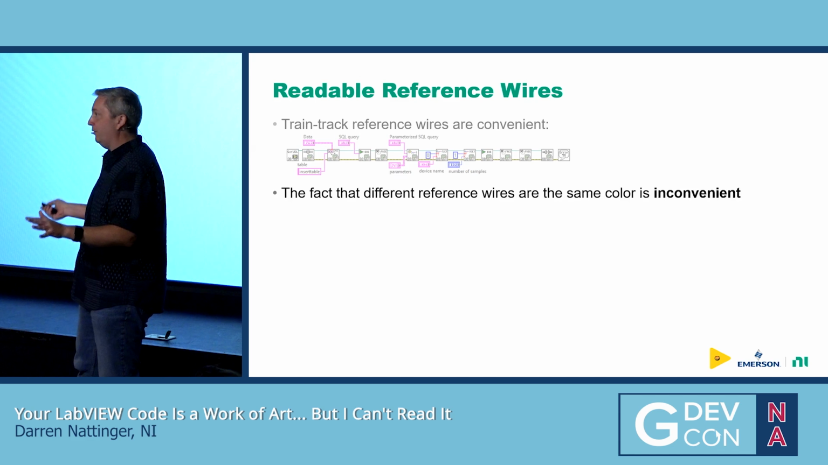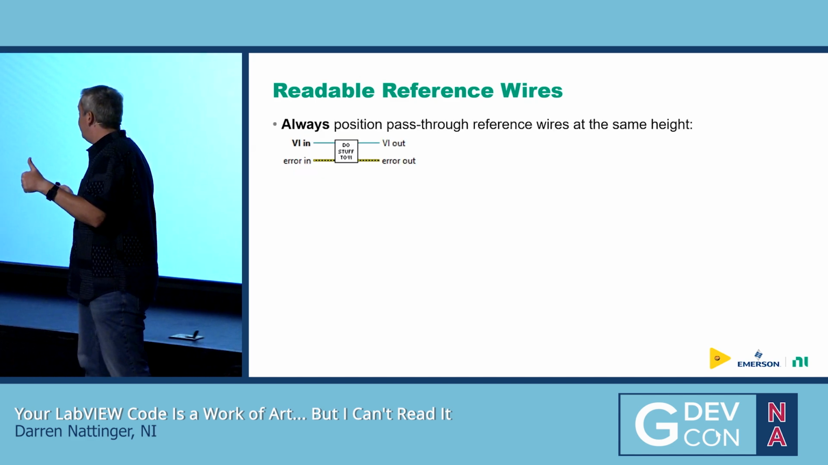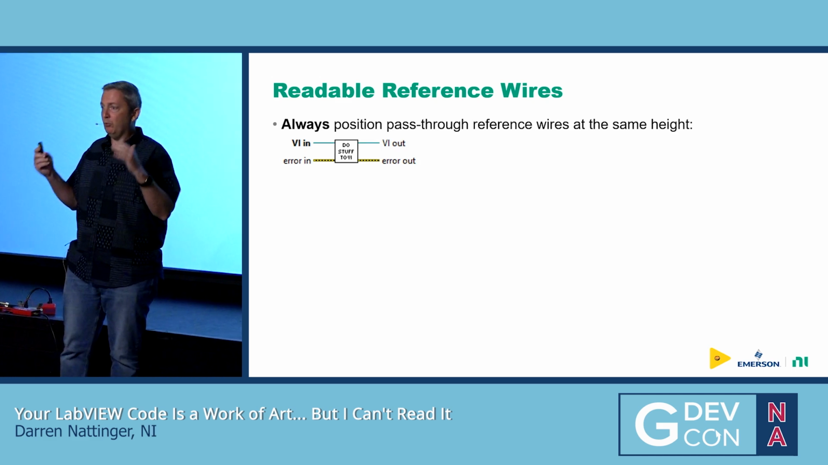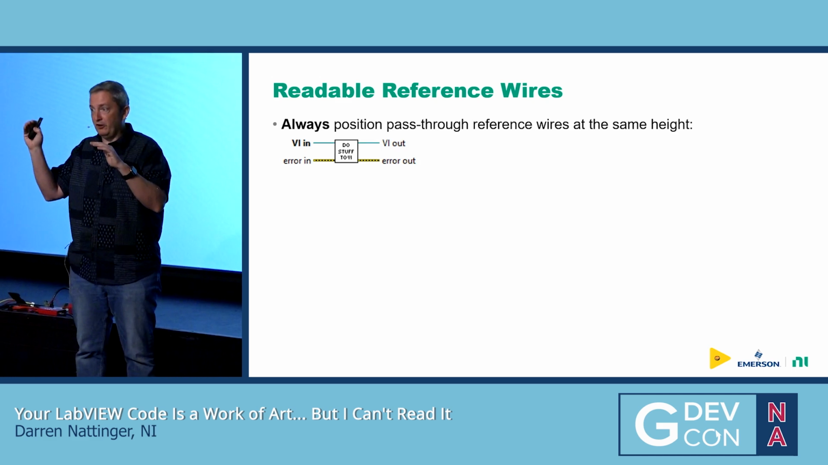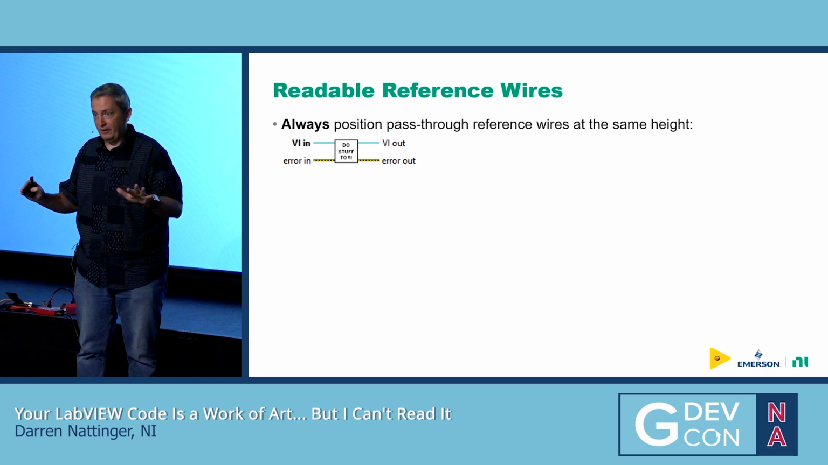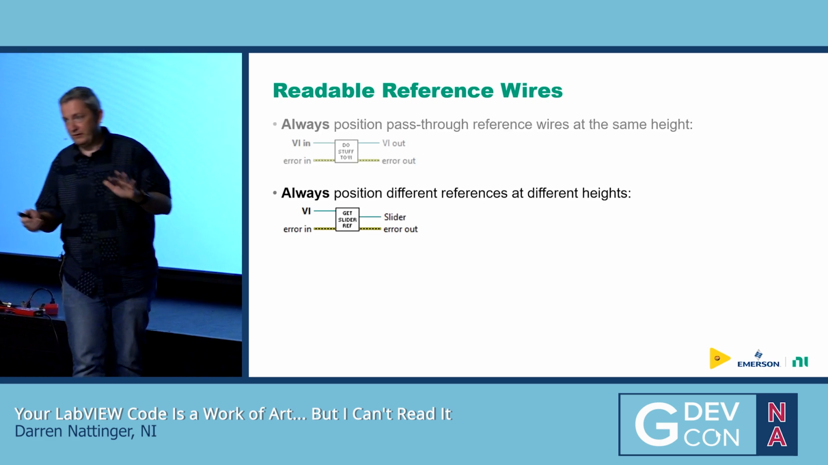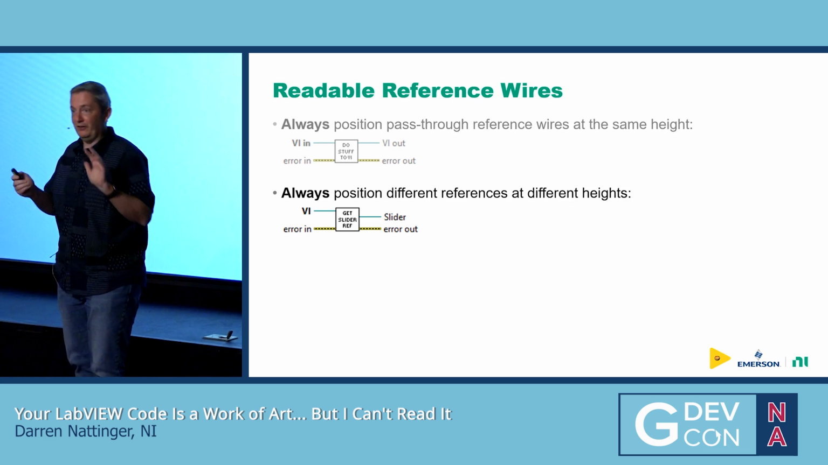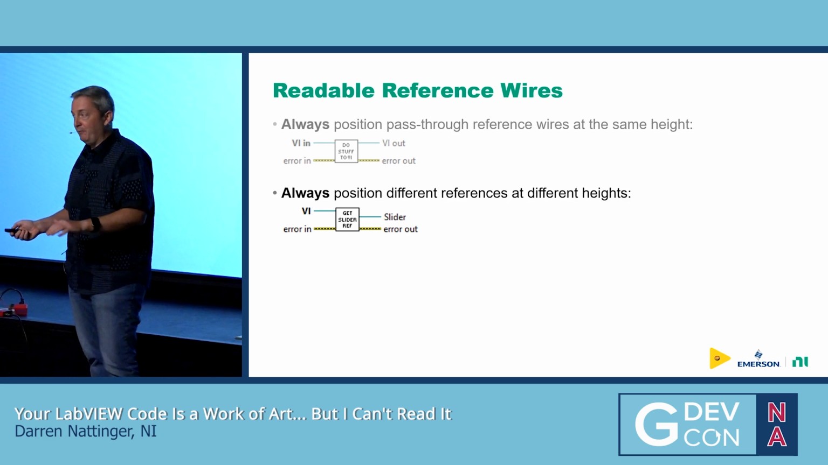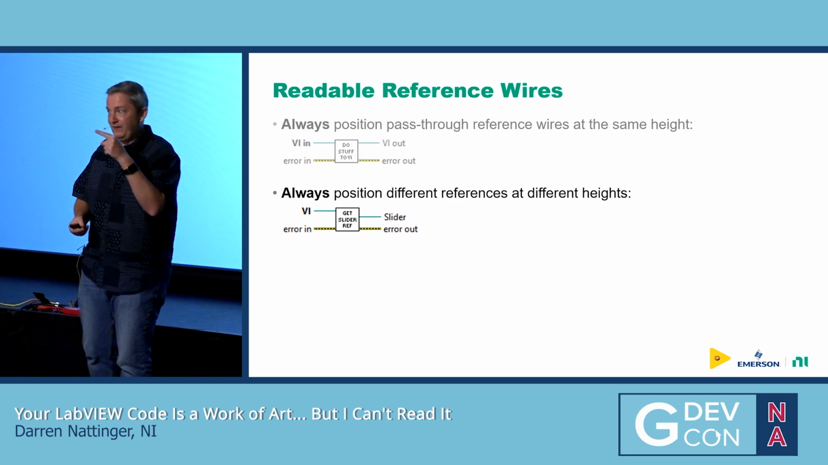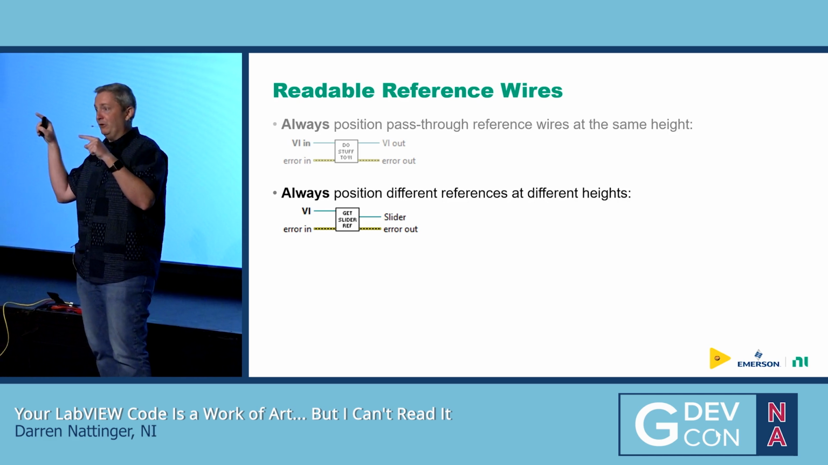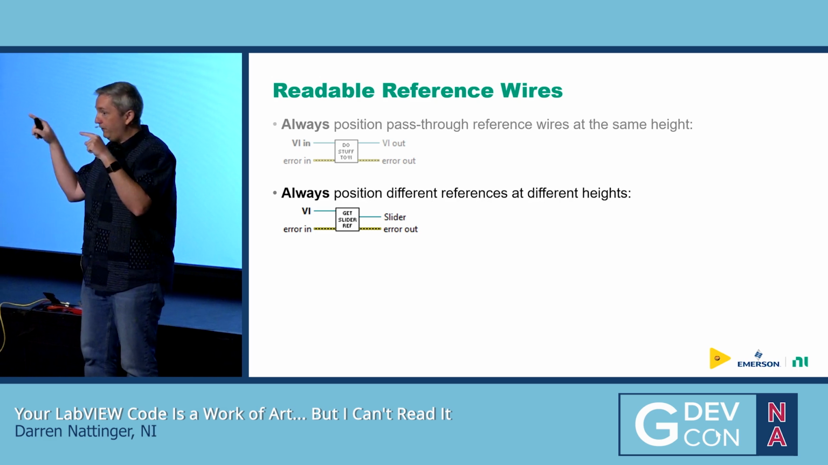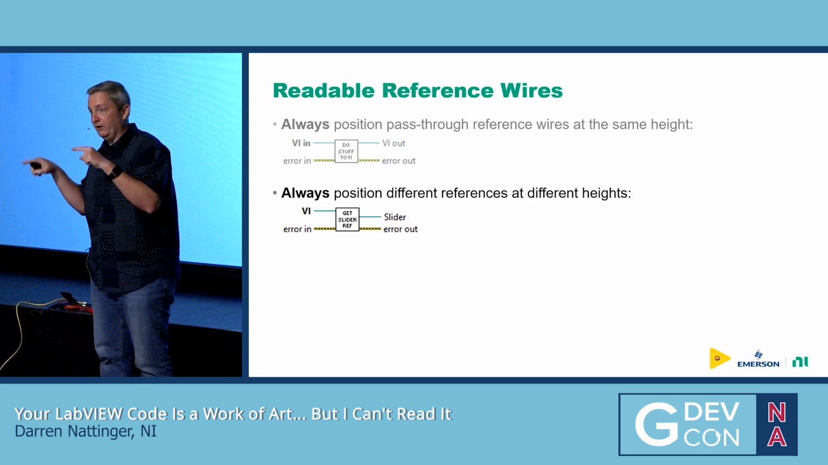As LabVIEW programmers, we should be making sure that we follow these two guidelines. If it's the same reference, same spot on the connector pane, 100% of the time. If it is a different object or a different reference or a different whatever, different spot on the connector pane, 100% of the time. I do not want to see VI in and my favorite control out at the same spot. I want to see VI in and either no VI out or VI out and then the control on another spot.